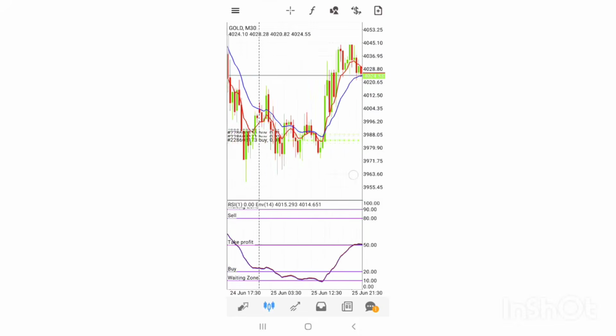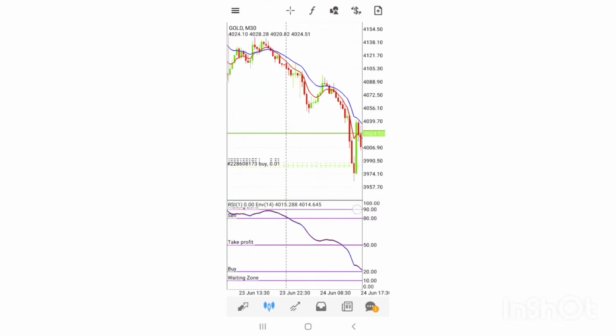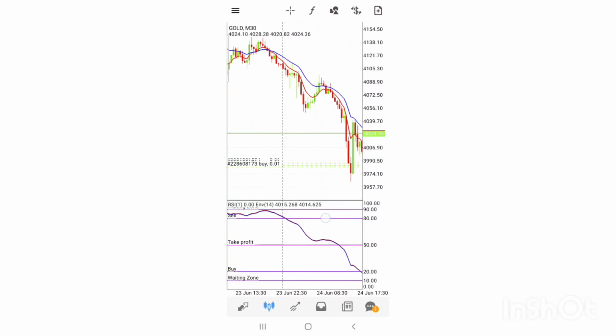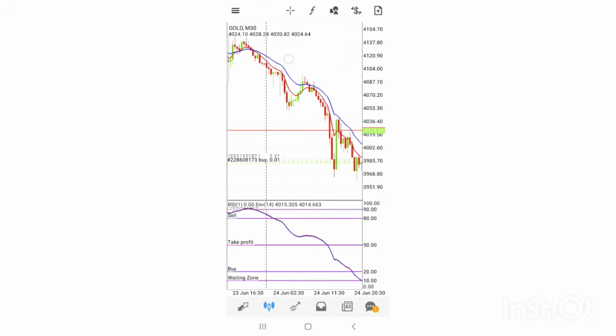And on the selling side, it is still the same. On the selling side, you'll wait until the red line crosses the blue line to go downside, and if the envelope is still at level 90, which is the selling zone, you must wait. Waiting zone, you must wait until it breaks level 80. Once it breaks level 80, that is the indication for you to sell, and you can take your profit once you see the envelope reaching level 50.